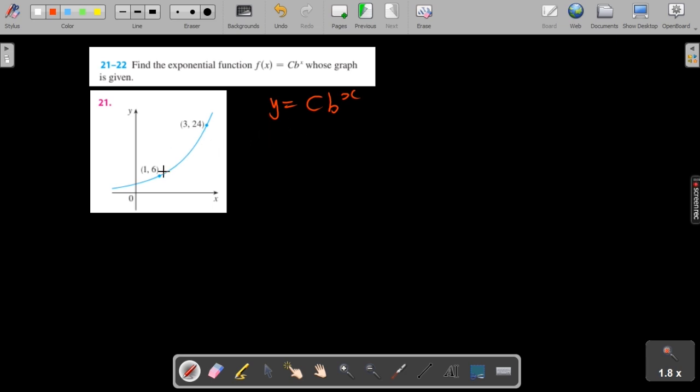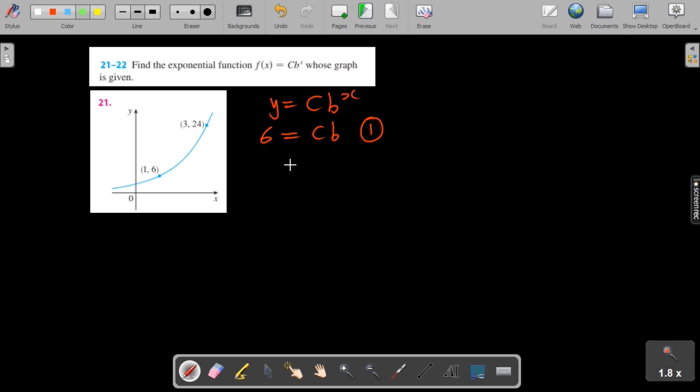So we're going to substitute both of these points. We can start with (1, 6). So the y is 6 and the 1 is our x. So b to the power 1 is just b. And that would be our first equation. So we're going to form exponential equations. We're going to now solve this simultaneously, basically.